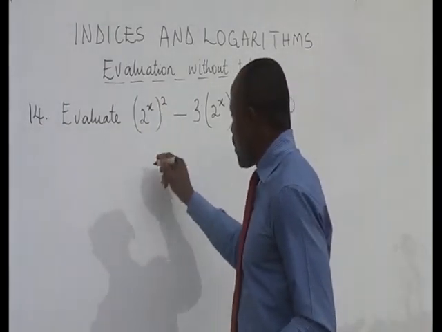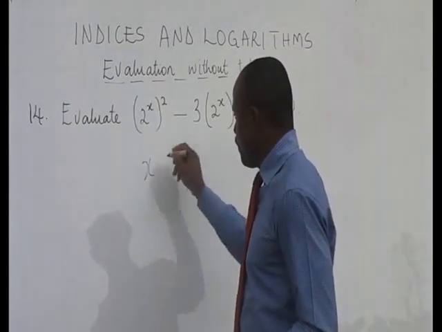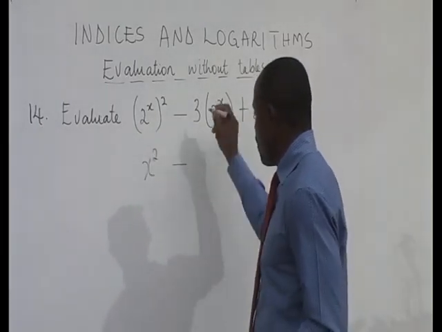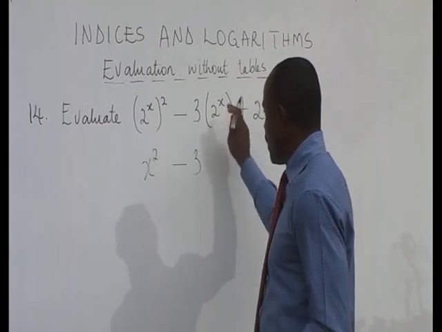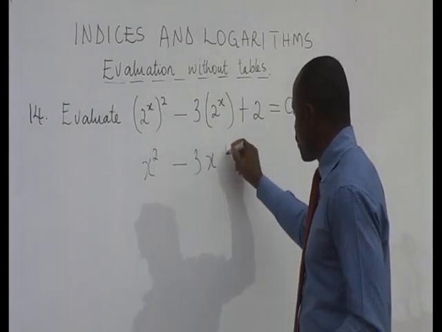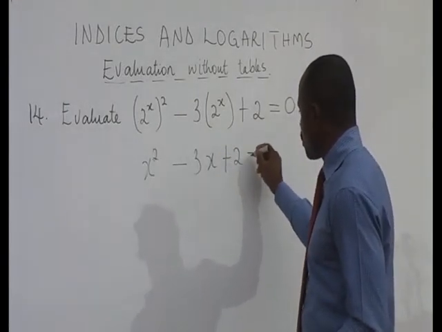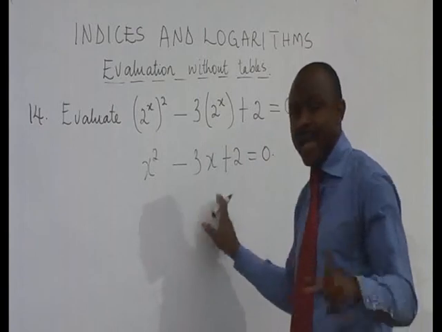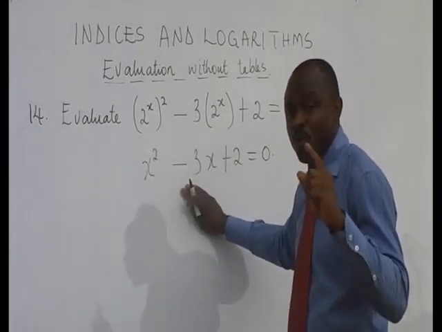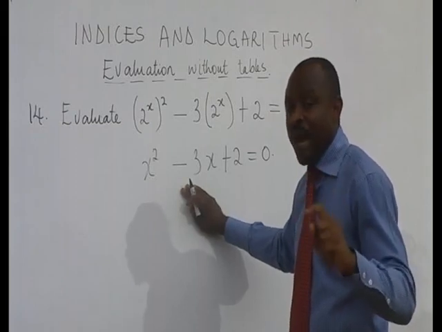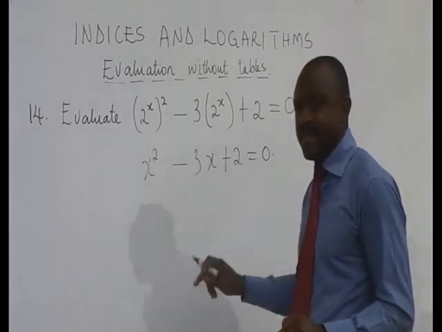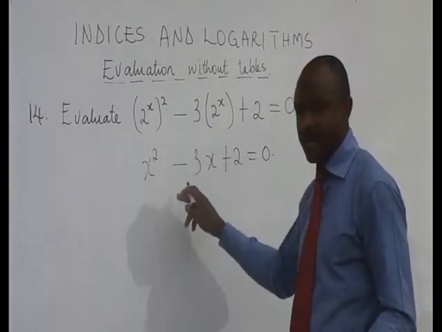Use x to substitute 2 exponent x in here and 2 exponent x here. 2 exponent x becomes x. Bring down the square. You have minus, bring down 3. 2 exponent x will be x. Bring down plus 2 is equal to 0. You can now see that this expression has been changed to a quadratic expression and the value is still the same thing. Now factorize this for you to be able to find the value of x.